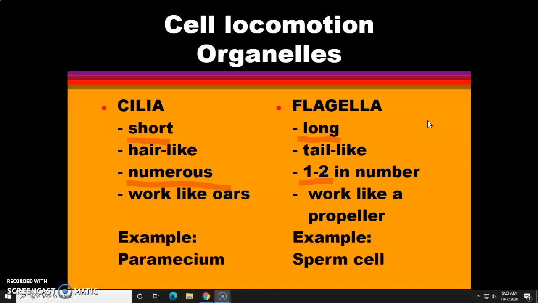Now, cell locomotion. Locomotion means to move. Now, cilia are short. They are numerous. They have a lot of cilia. If it's cilia, there's several, usually all the way around the cell, and they work like oars in a boat. And then you have the flagella. It's long and tail-like. There can be one or two of these, and they work like a propeller. And you may be more familiar with seeing pictures of a sperm cell that have flagella.